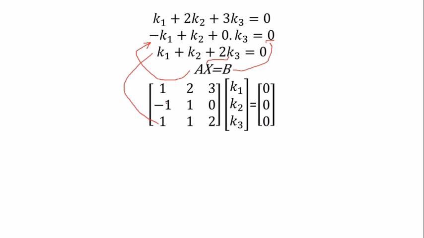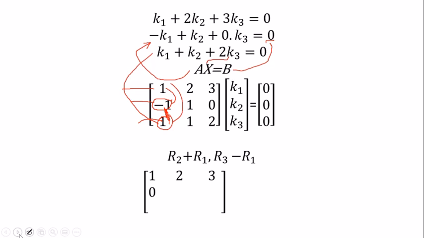Now to find this k1, k2, k3, let us reduce this element into 0, and this element into 0, by applying row transformations. This is our r1, this is our r2, this is our r3. So we'll first write r2 plus r1, and then r3 minus r1, so that these two elements become 0. So to make these two elements 0, we are applying the row transformations r2 plus r1 and r3 minus r1. So let us apply this. When we apply this transformation, the first row is the same, 1, 2, 3.